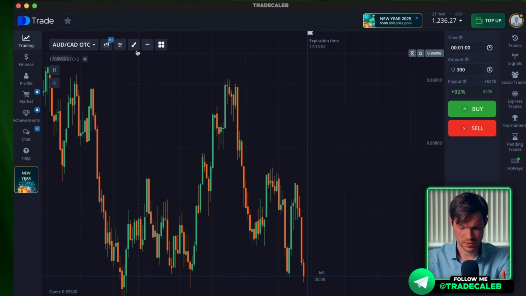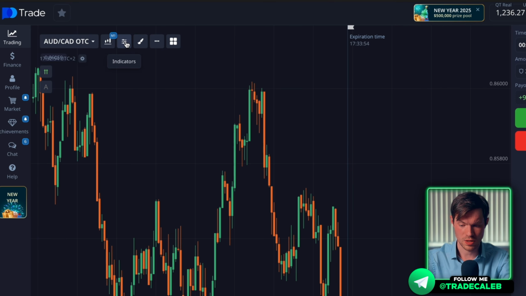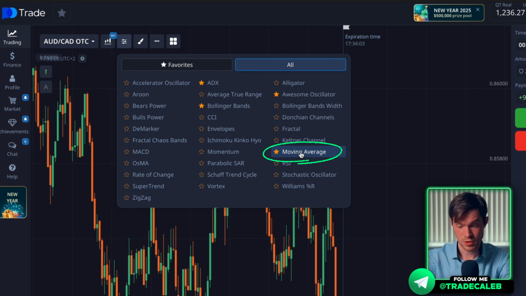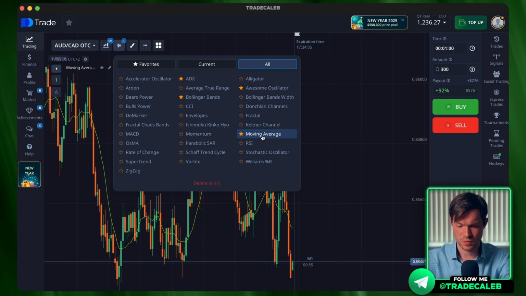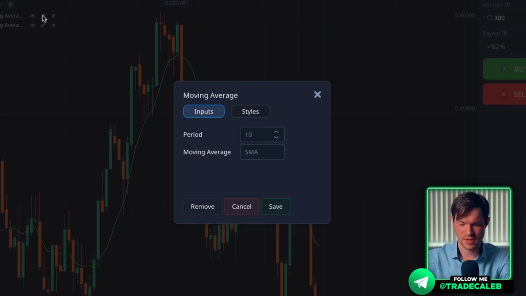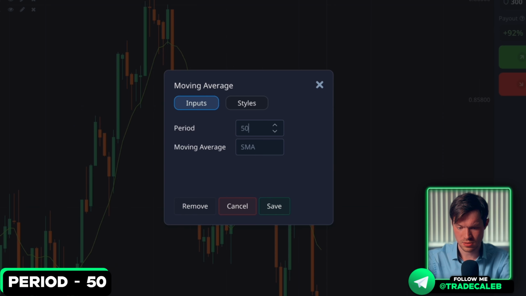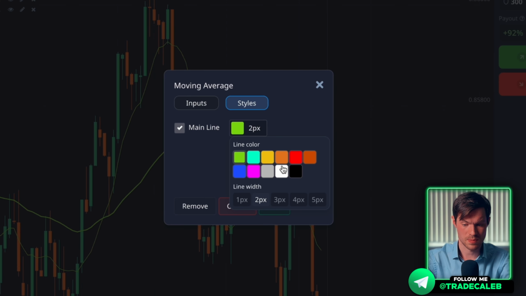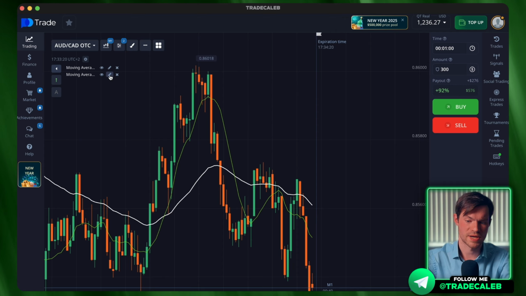So the first thing, we open the indicators panel. Here we look for the moving average indicator. So here is this indicator, we click on it twice, and now the most important thing is to customize it. Click on the settings of the first indicator. Here we set the period 50, the type of indicator EMA. In the styles we can make it more bold, let's say white color.